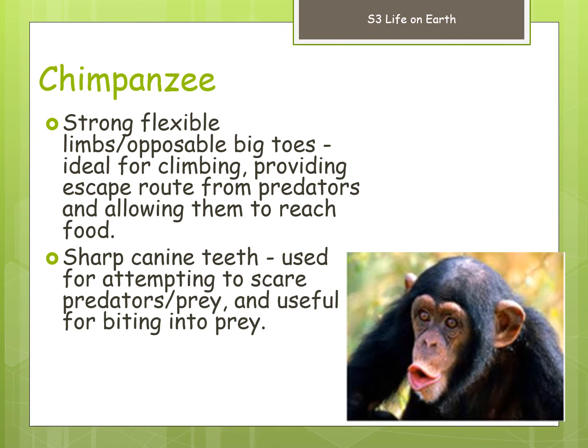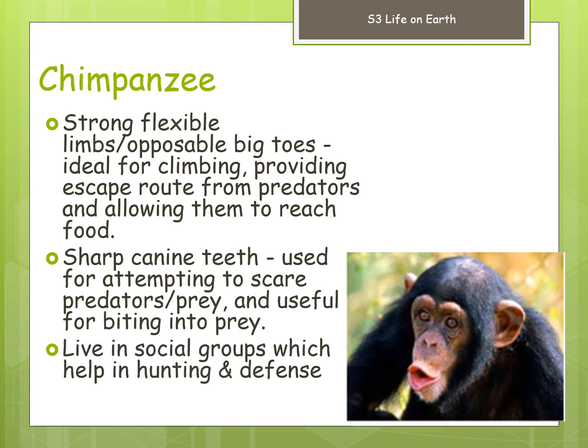They also have sharp canine teeth, so that's used for attempting to scare predators and prey, and useful for biting. And they do also live in incredible social groups, which help in them hunting and defence of their family groups. That social side of chimpanzees is something we look at in higher biology. They're an incredible organism, and the way that they create those social groups is incredibly complex, almost as complex as the social groups within humans.